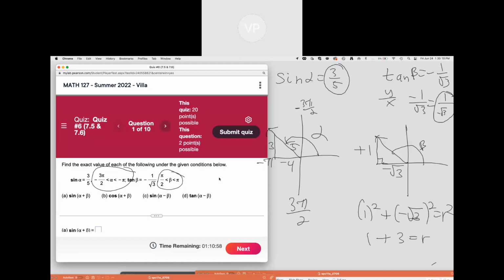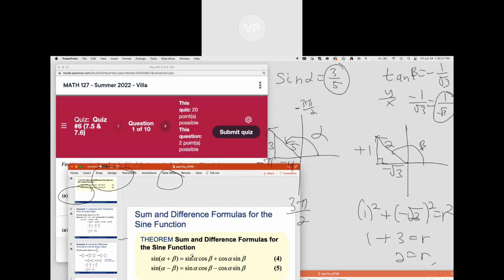Get 1 plus 3 equals r. R is going to be plus or minus 2, but remember, r's are always positive, so now we know the r. So at this point, if you need to find sine of alpha plus beta, look at your formula. I'm just going to pull this up so I don't have to write it. Sine of alpha plus beta is sine alpha cosine beta plus cosine alpha sine beta.